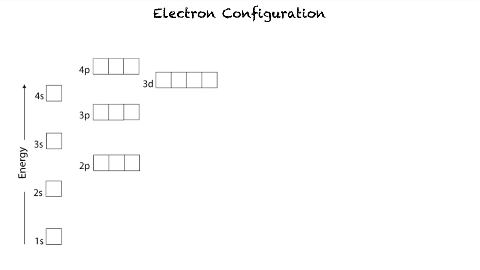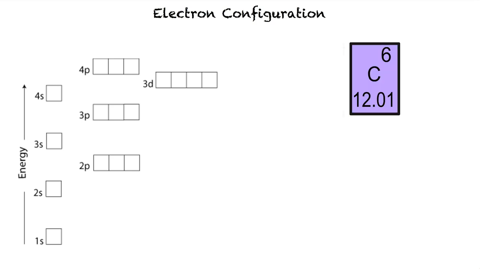So how do we actually determine the electron configuration of an atom? Let's take a look at carbon. Neutral carbon has 6 electrons. Each square in the energy diagram can hold 2 electrons. One electron will be drawn as an up arrow and one as a down arrow. These arrows correspond to the spin of the electrons.